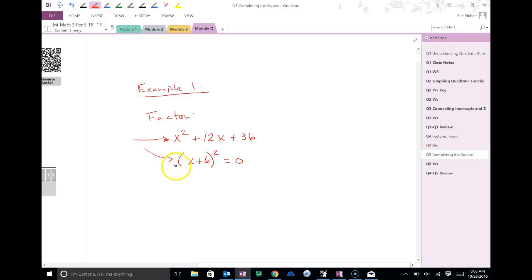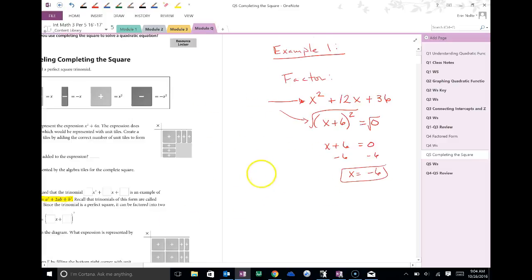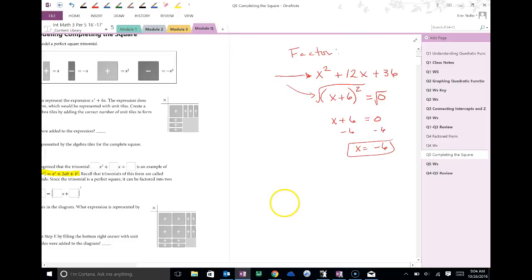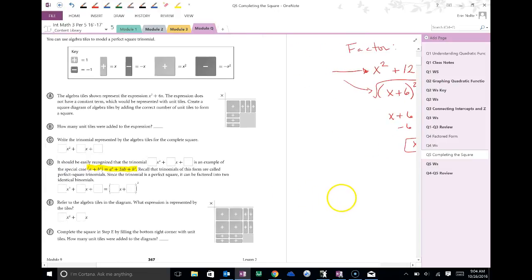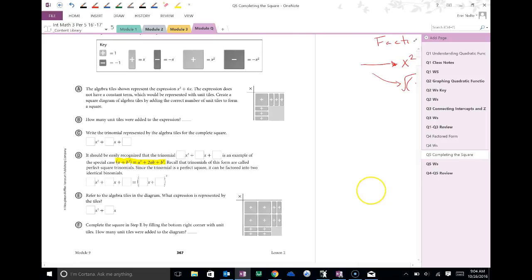Square root it. I could square root this, and I would be left with x plus 6, and the square root of 0 is 0. And then what would you do? Subtract 6, right? So we would all agree that x is equal to negative 6. That's basically where we're going to be going with all of this. One solution? Good question, but just in that case.